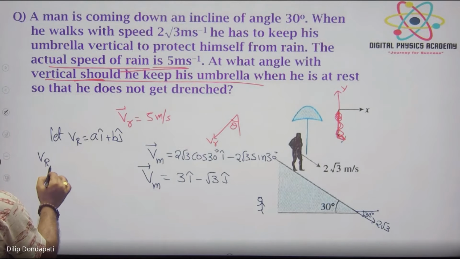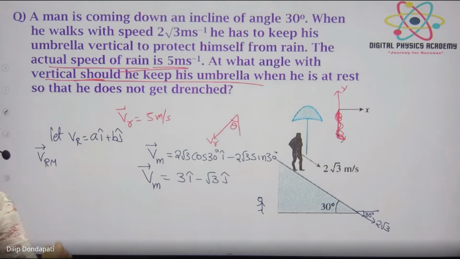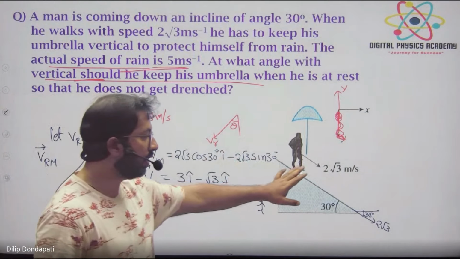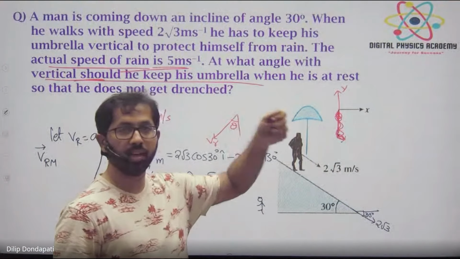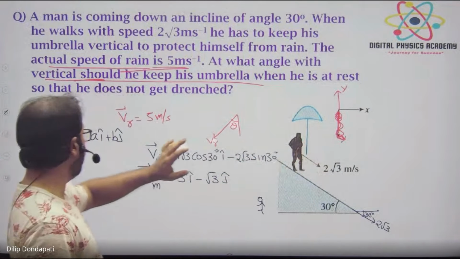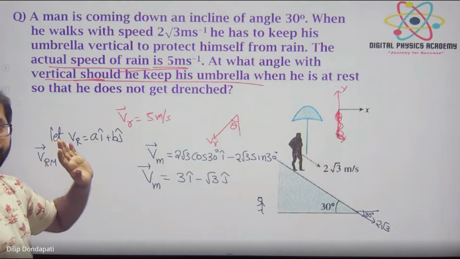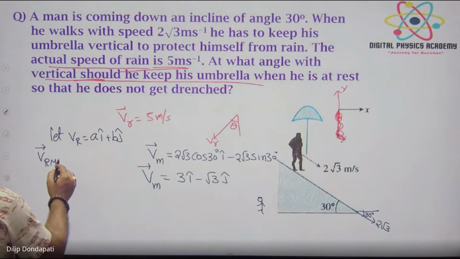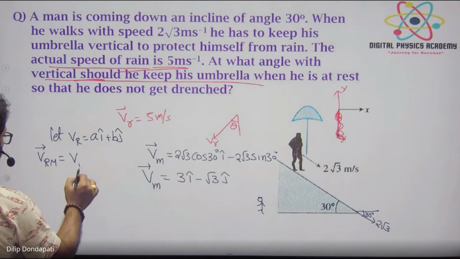VRM, see, inclined plane is a standard problem. Always, like this question, definitely they will ask at rest, what is the angle you have to place. Let VR is equal to AI plus BJ. Now tell me, what is the VRM formula? VR minus VM.